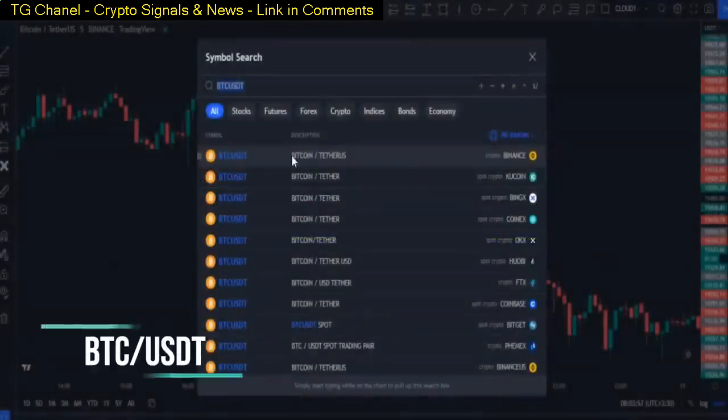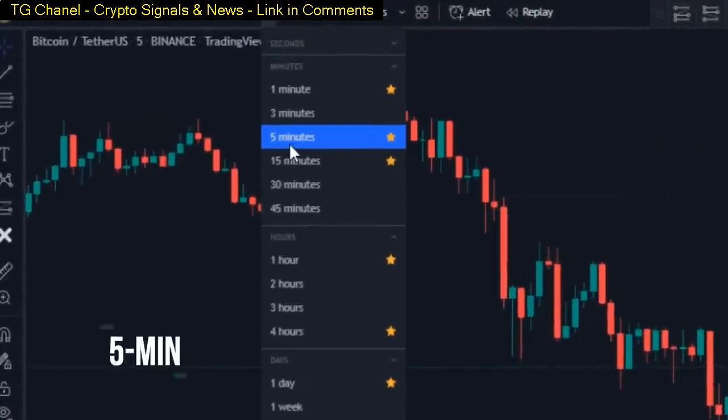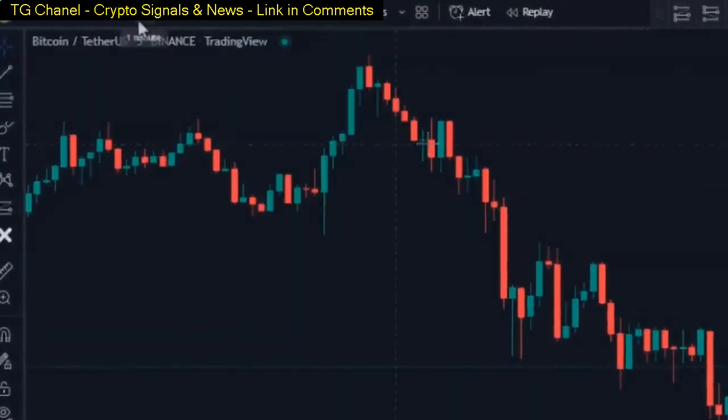First of all, open the Tradingview.com website and then select the Bitcoin/USDT currency pair. Next, for now, I'll set my time to the 5-minute time frame for this strategy, but keep in mind that you can use this method on all time frames, and this strategy can be profitable on all of them.